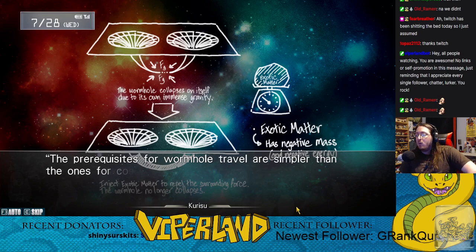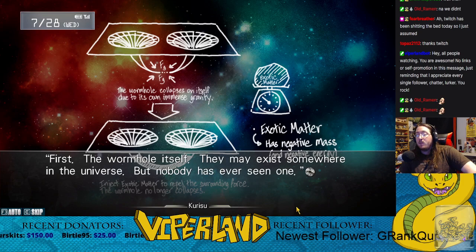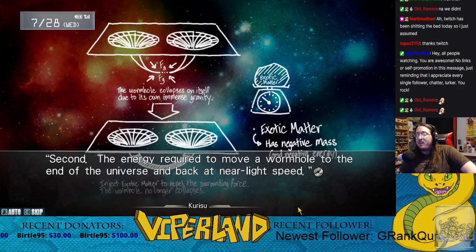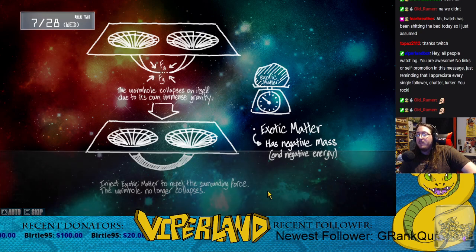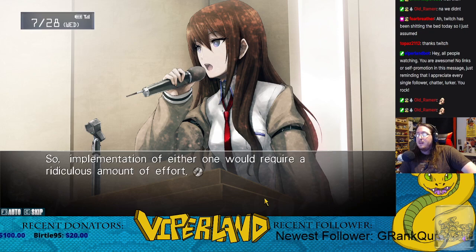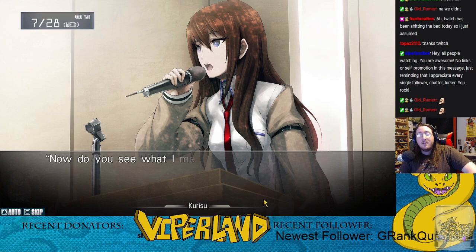The prerequisites for wormhole travel are simpler than the ones for cosmic string travel. First, the wormhole itself. They may exist somewhere in the universe, but nobody's ever seen one. Good start. Second, the energy required to move a wormhole to the end of the universe and back at near light speed. Sounds easy. Third, exotic matter, which, by the way, has not been confirmed to exist. So implementation of either one would require a ridiculous amount of effort. That's putting it lightly, but yes.